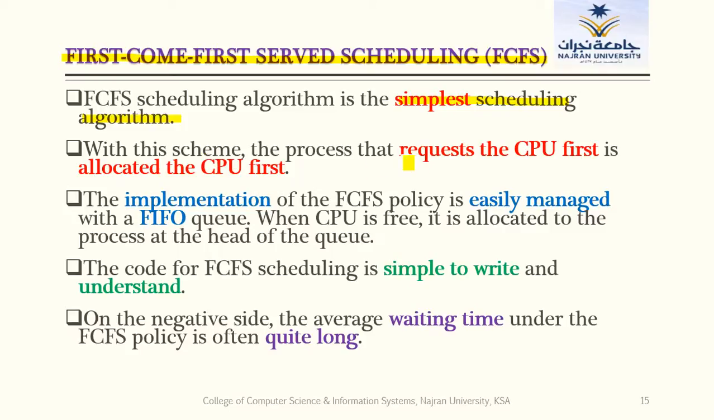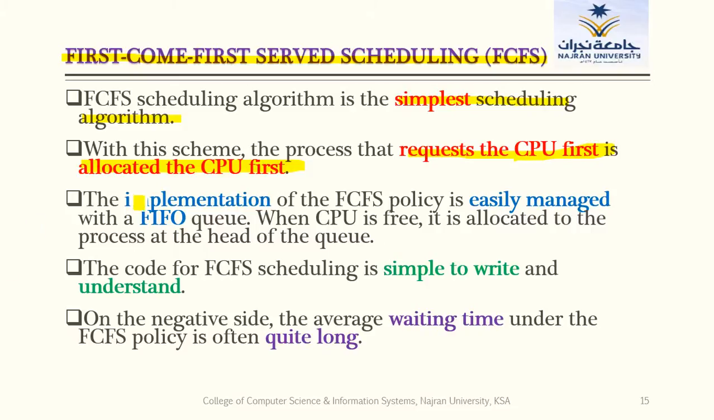With this scheme, the process that requests the CPU first is allocated the CPU first. So this is the technique: the process that asks for the CPU puts in the request, so we will give the CPU first. This is the first thing, and it's very simple. It's very easy to understand. You will see, we will solve some examples. So we will see that this algorithm is the simplest algorithm of all these 4 algorithms.